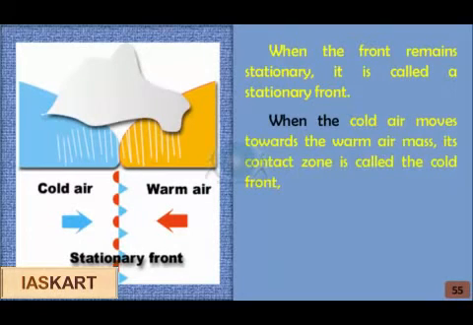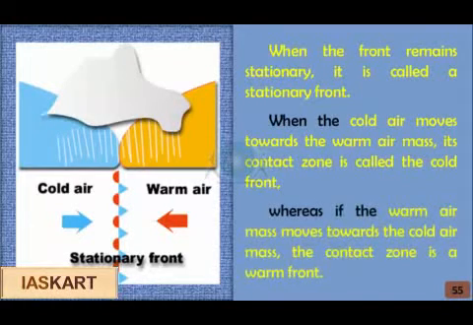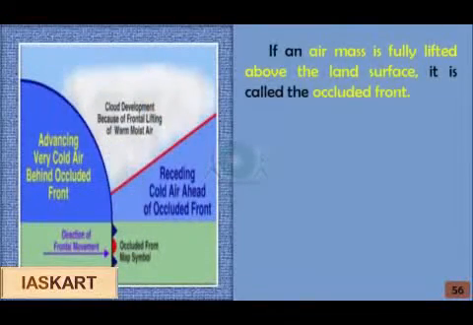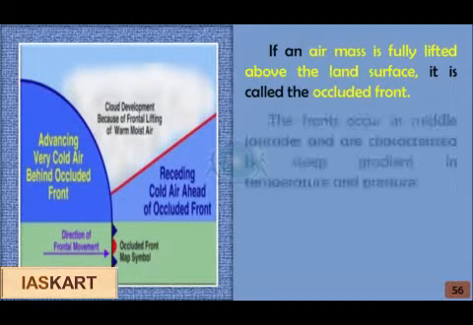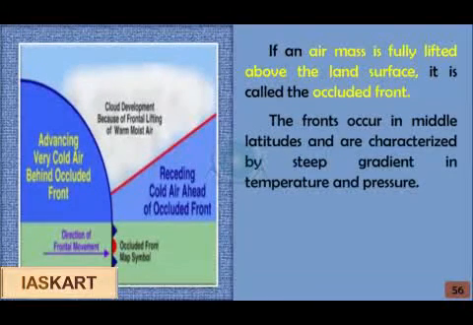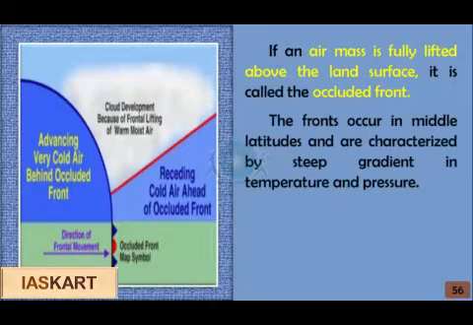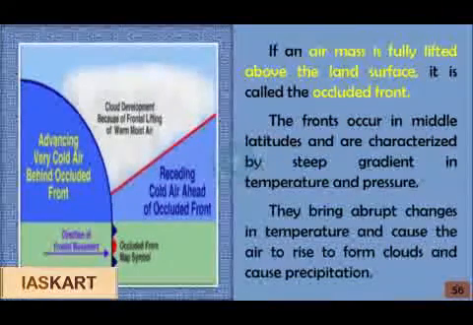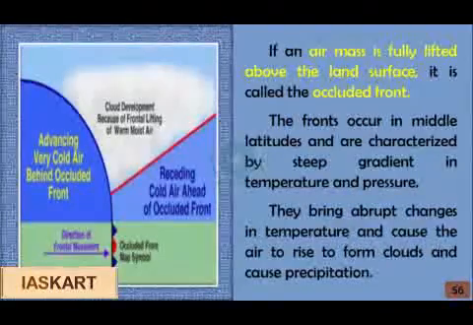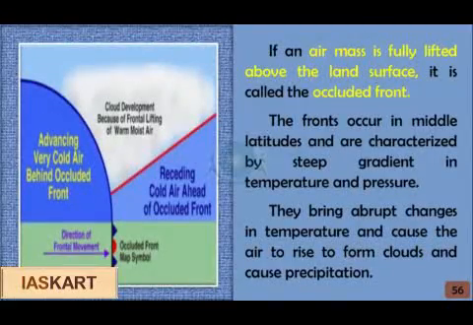When the cold air moves towards the warm air masses, its contact zone is called the cold front. Whereas if the warm air mass moves towards the cold air mass, the contact zone is a warm front. If an air mass is fully lifted above the land surface, it is called the occluded front. The fronts occur in middle latitudes and are characterized by steep gradient in temperature and pressure. They bring abrupt changes in temperature and cause the air to rise to form clouds and cause precipitation.